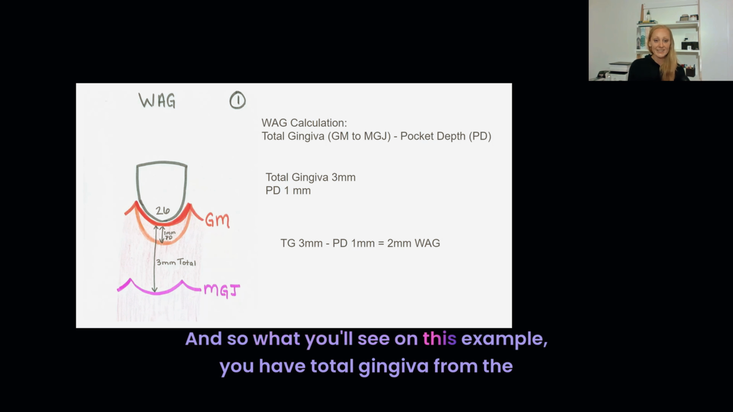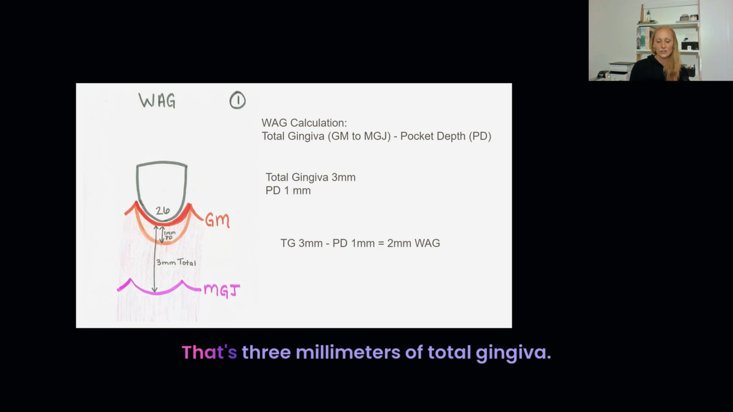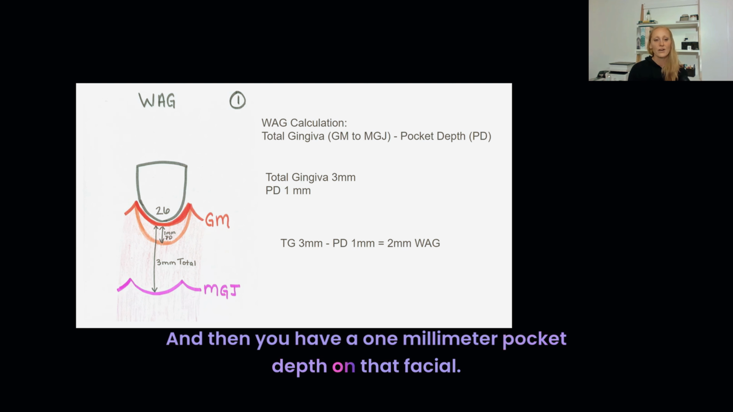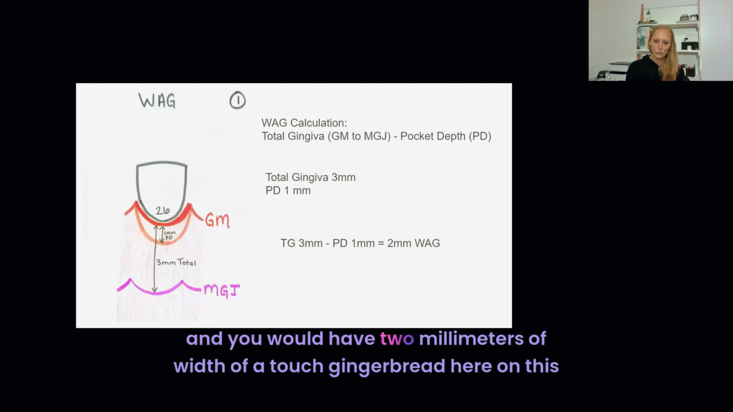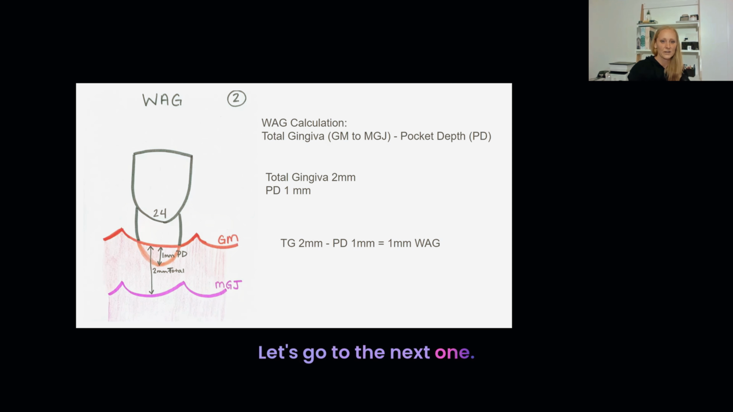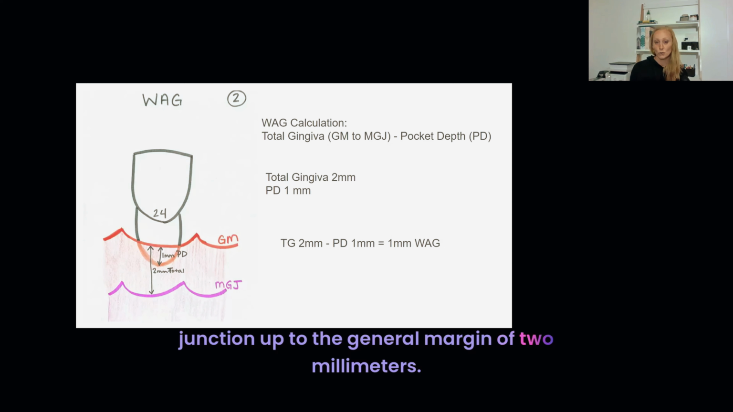And so what you'll see on this example, you have total gingiva from the mucogingival junction up to the gingival margin. That's 3 millimeters of total gingiva, and then you have a 1 millimeter pocket depth on that facial. And so you would take 3 minus 1, and you would have 2 millimeters of width of attached gingiva here on this example. Let's go to the next one. Number 2. Again, this is not the root. The pink line is not the root. It's not some weird misshapen tooth. So for this example, we have a total gingiva from the mucogingival junction up to the gingival margin of 2 millimeters.